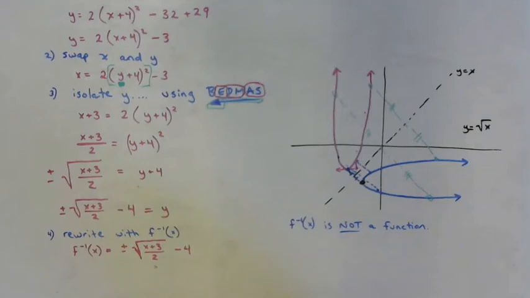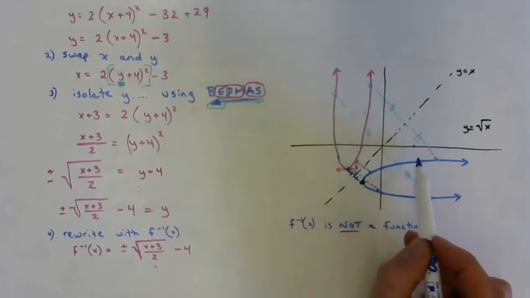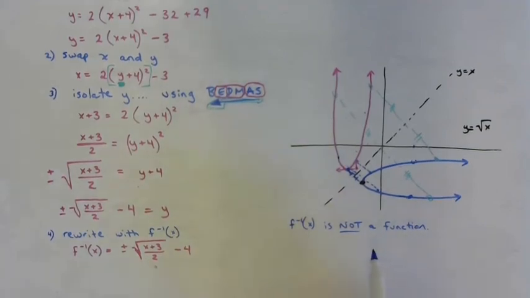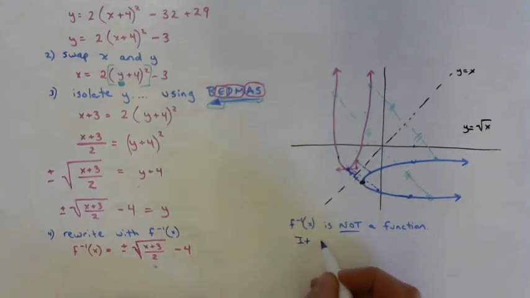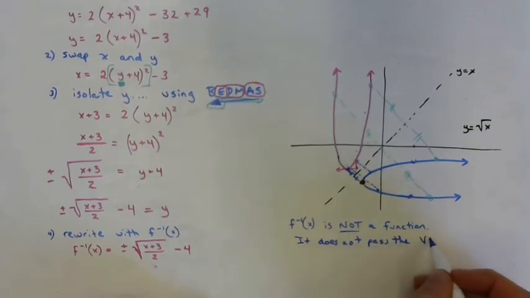It is not a function because there are two y values for certain x values. If I put in, for instance, 2, I might get this value or this value. That means it's not a function. I should get the same thing out every time when I put the same thing in. It's enough for us to say it does not pass the vertical line test.